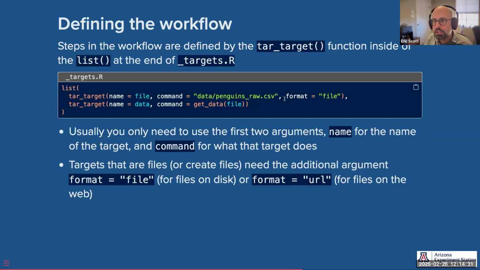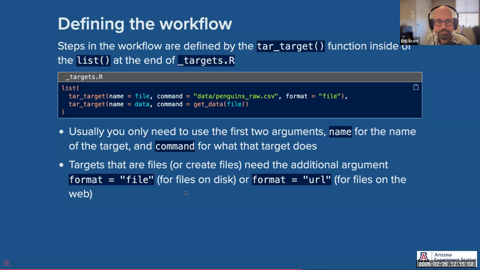So that means that targets will track that file. If you were to change data in the CSV file, it would invalidate that target and anything downstream of it, so those would know to rerun if you change the data. If you don't have format file, then only changing this text here would invalidate the target. So format equals file, or if it's a CSV on a website, you can use format equals URL, and it'll do the same kind of thing.